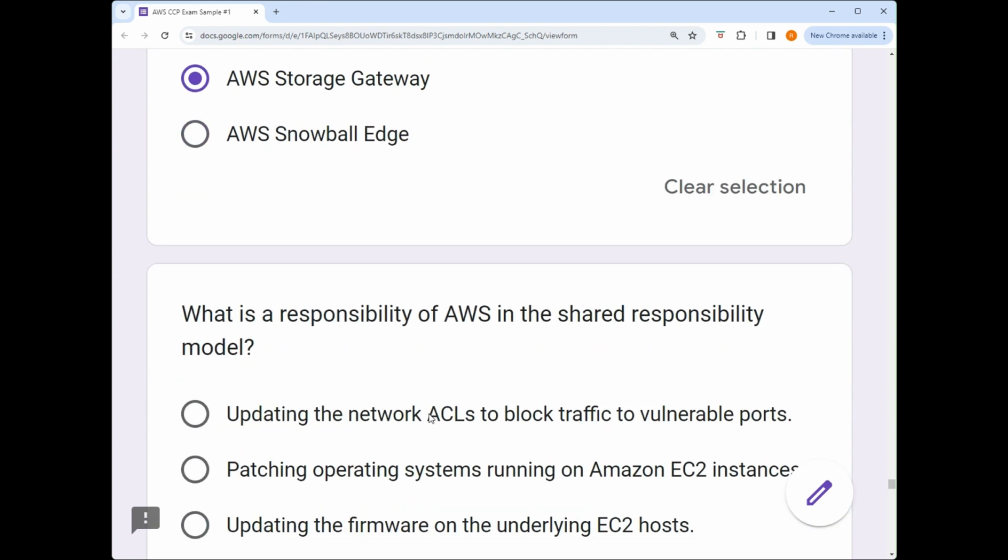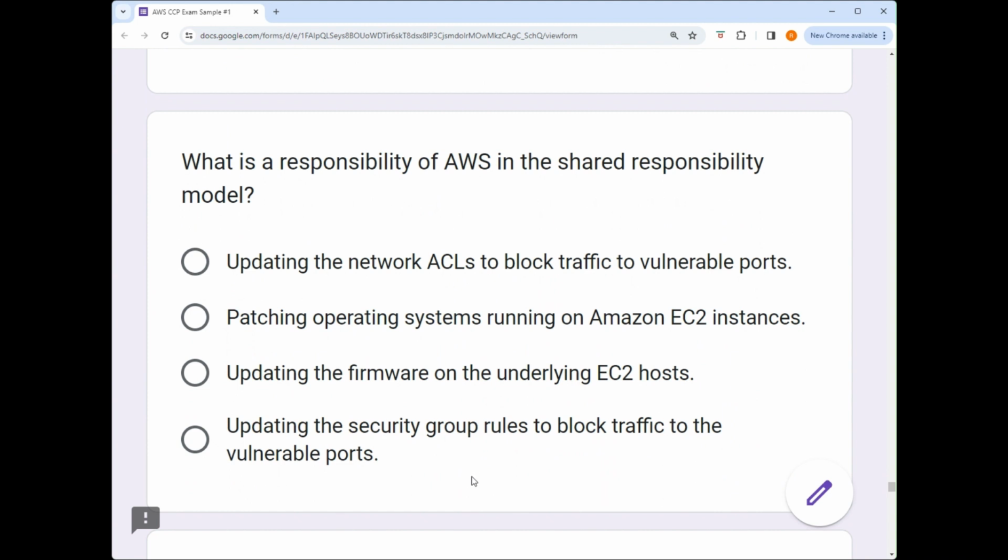What is a responsibility of AWS in the shared responsibility model? Updating the network ACLs to block traffic to vulnerable ports. Patching operating systems running on Amazon EC2 instances. Updating the firmware on the underlying EC2 hosts. Updating the security group rules to block traffic to the vulnerable ports. Correct answer: Updating the firmware on the underlying EC2 hosts.